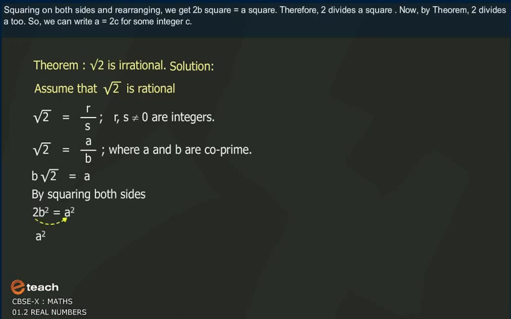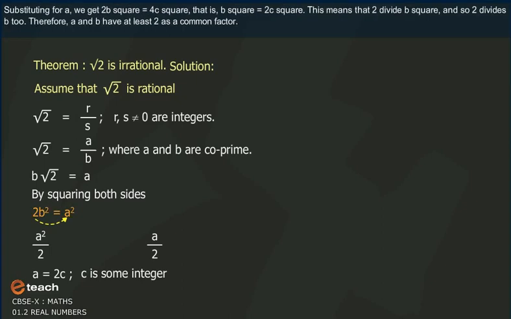Therefore, 2 divides a square. Now, by theorem, 2 divides a. So, we can write a is equal to 2c for some integer c. Substituting for a, we get 2b square is equal to 4c square. That is, b square is equal to 2c square. This means that 2 divides b square and so 2 divides b too.